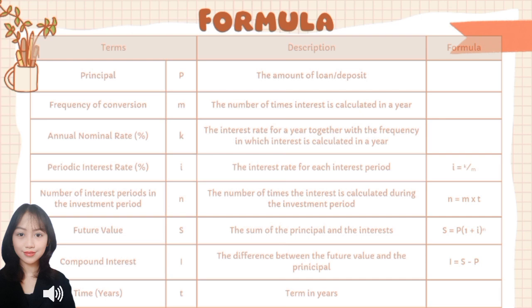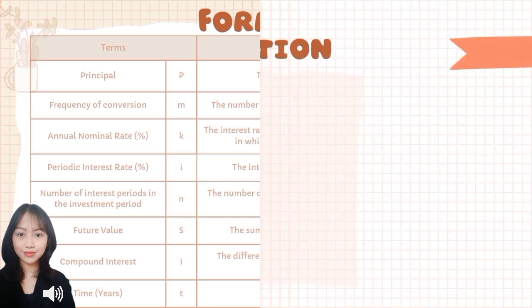Next is S, which is the future value, and this is the sum of the principal and the interest. So the formula for this one is S equals P in bracket 1 plus I, to the power of N. And then we have compound interest, which is I, and this is the difference between the future value and the principal. So the formula is I equals S minus P. And last but not least is time, which has to be in years.